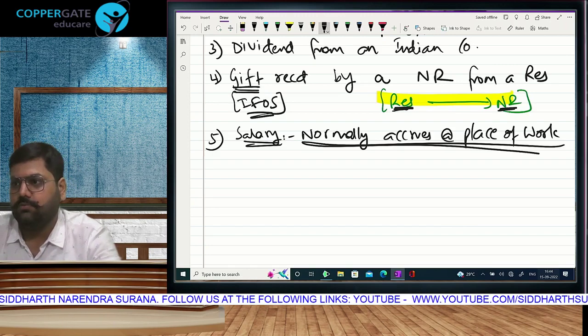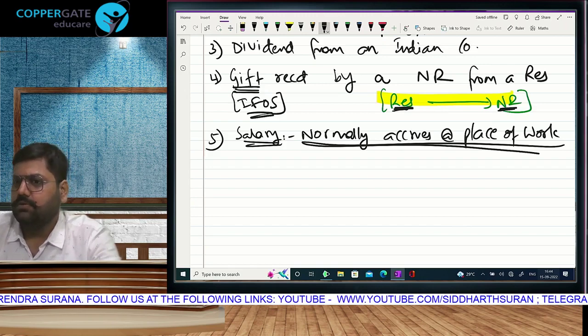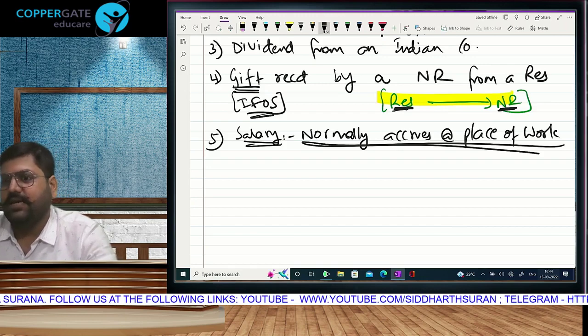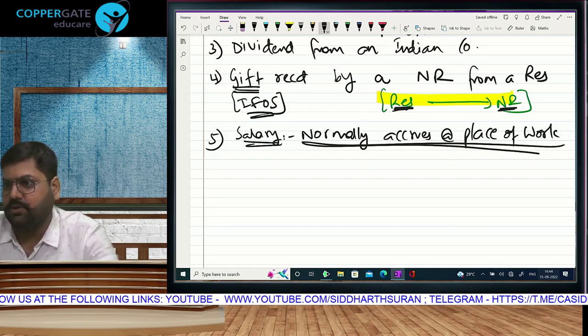Yes or no? Yes. Where does it accrue? So if you work in India, salary is accruing in India. If you work outside India, salary is accruing outside India. Wherever you work, your salary accrues. Yes or no?